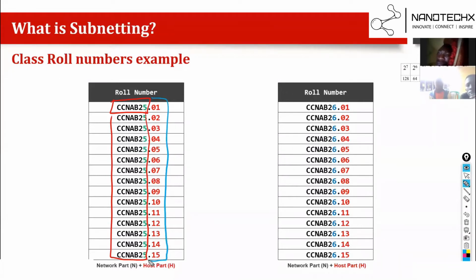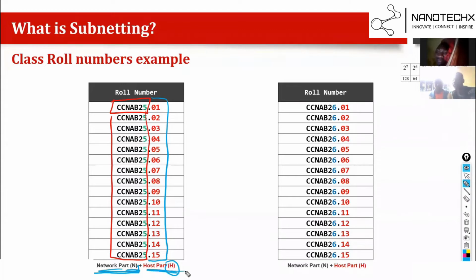Similarly, in IP addresses, we have one part which is changing, which is called the host part, and one part which is not changing, which is binding them together, is the network part in the IP address. Daniel says, question, CCNA B25 is actually the mask number. Yes, you can say this one is the network portion of the mask. Mask basically tells us which part is the network number and which part is the host number. So mask is used for that.